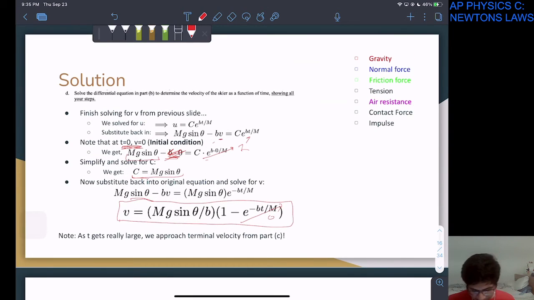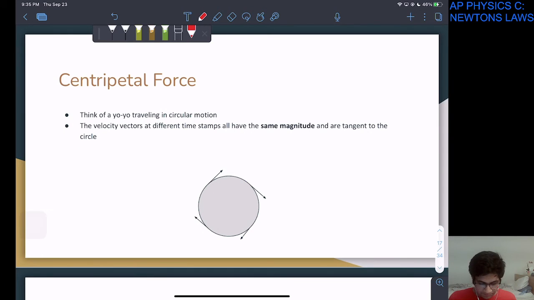Awesome. So now we're going to look at centripetal force. If there are any questions, you can put them in the chat. All right, no questions. Okay, awesome.